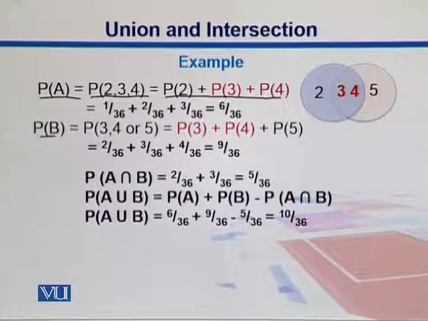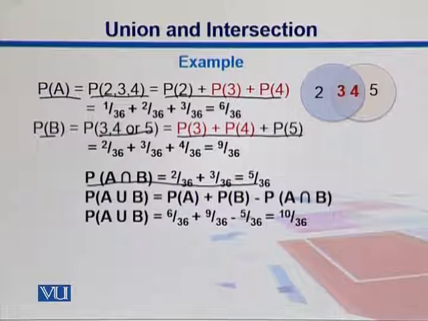In event B, the outcomes are 3, 4 or 5. We add up their probabilities and we get 2 by 36 plus 3 by 36 plus 4 by 36, so in total we have 9 by 36. Their intersection is where we have what is common amongst them. So we have 3 and 4, and these two are in their intersection. If we take their intersection, we have 2 by 36 plus 3 by 36, so we have 5 by 36 where both of them share these events.